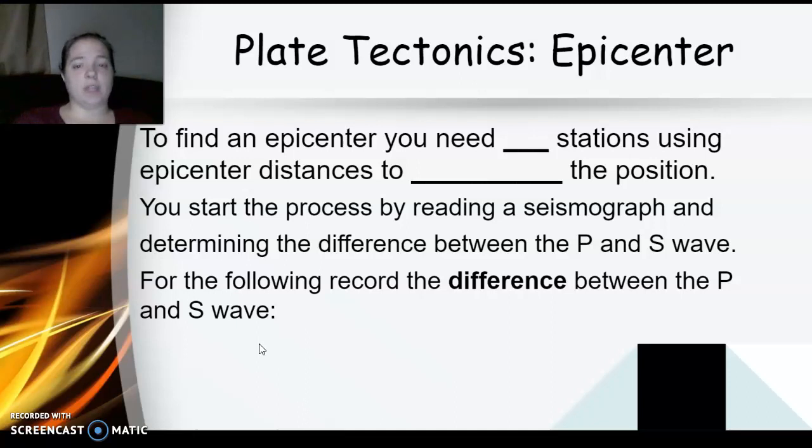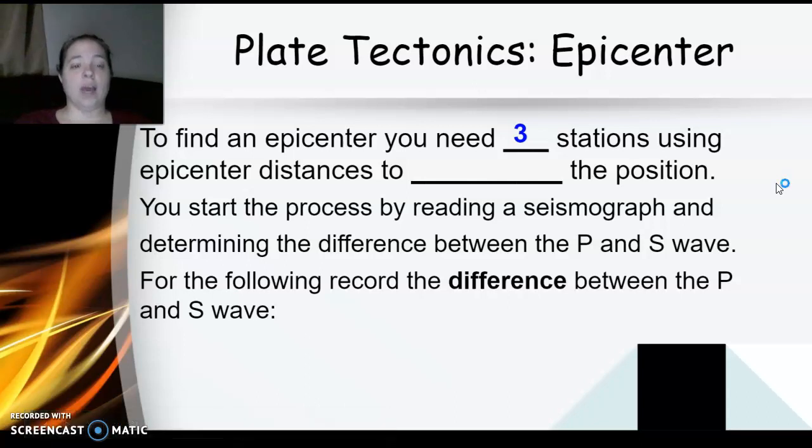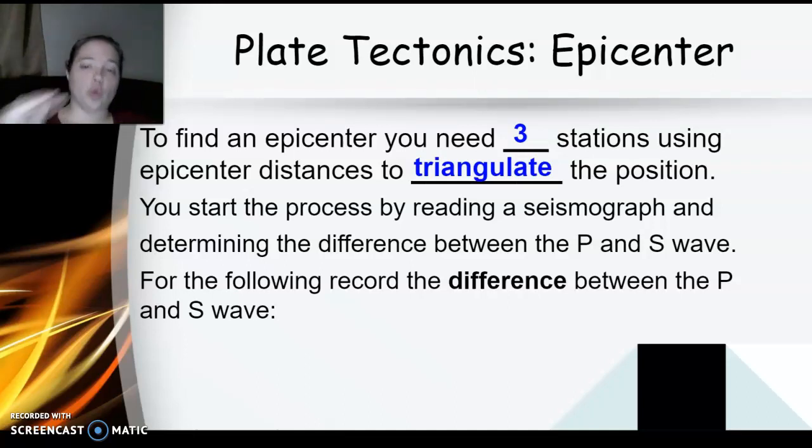So to find an epicenter, you need 3 stations using epicenter distances to triangulate the position. So you're going to triangulate: triangle, 3 sides, 3 stations. That's how you can remember. You always need 3 stations to triangulate an epicenter. So how do you do this?